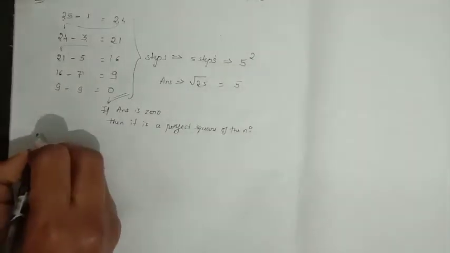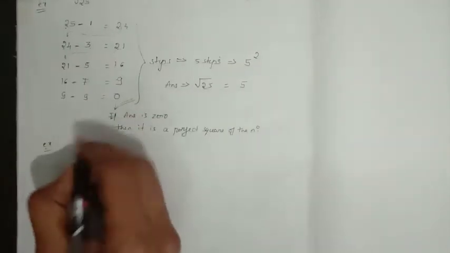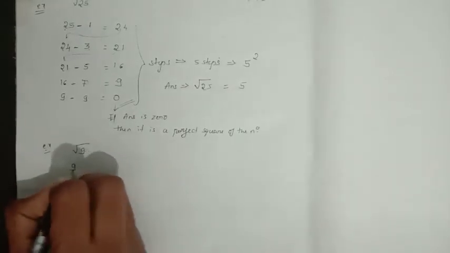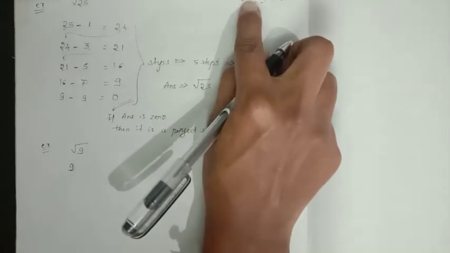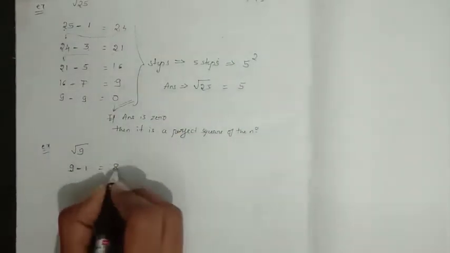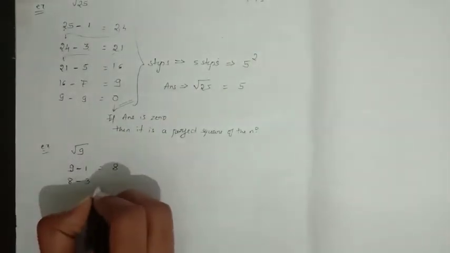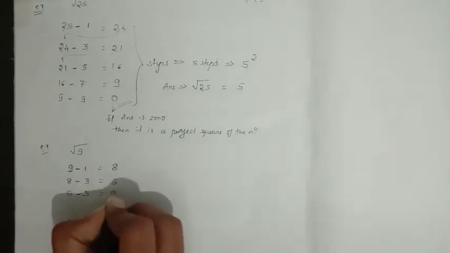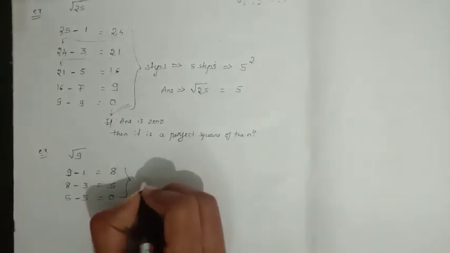Another example you can observe. A shorter one, we will take the square root of 9. What you will do? First you will take the 9 and subtract the first odd number. So 9 minus 1 is 8. Next you have to take 8. 8 minus the next odd number, that is 3, so 8 minus 3 is 5. Now next you have to take this one. 5 minus the next subtraction, that is 5. So that means 0.